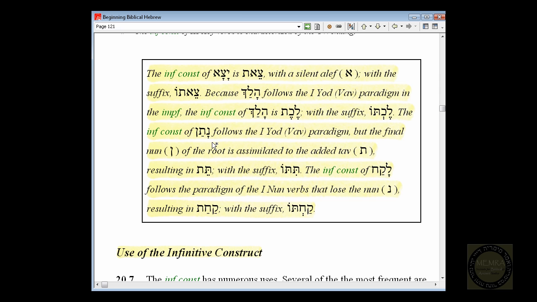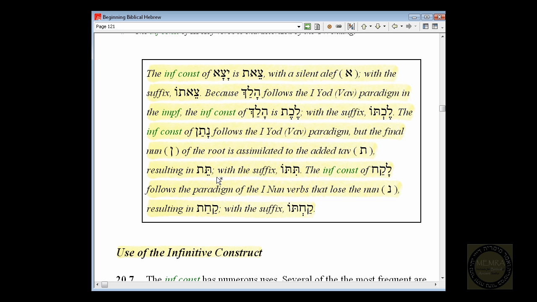Another usual suspect, natan. That one's been irregular because of the two noons, the one at the beginning, one at the end, and they assimilate into other things, into the following consonants. That one is also going to add a tav, and guess what? The final noon is going to assimilate into the added tav, and then the first noon is going to assimilate into the original tav, and here's what you get, tate. Now, this one you should just write down and memorize, tate.